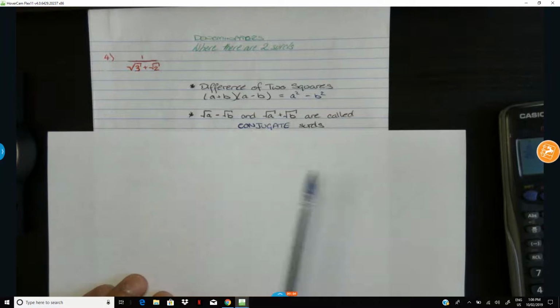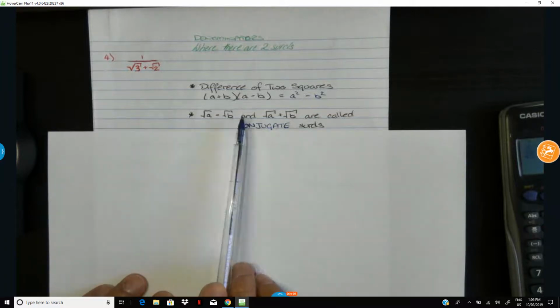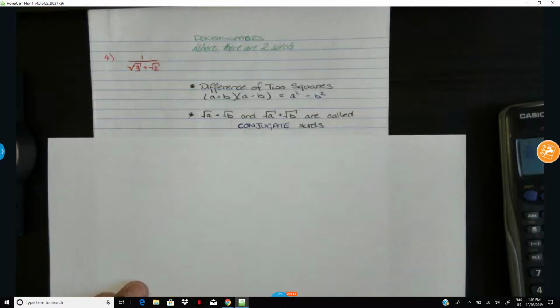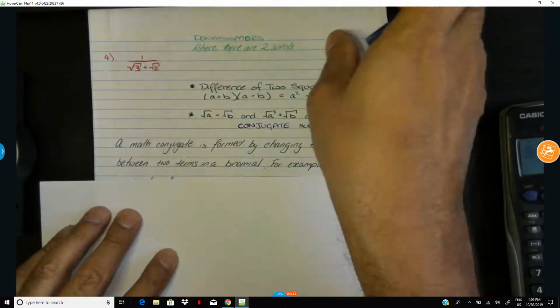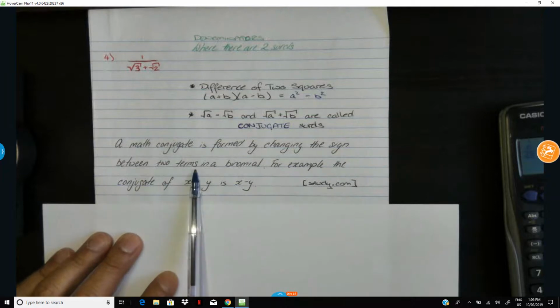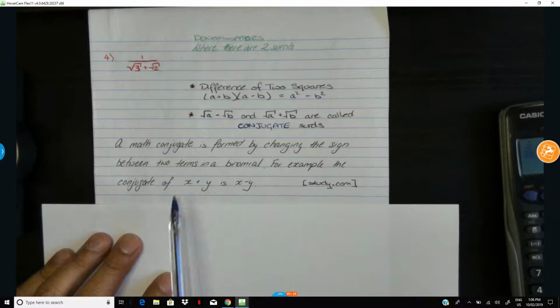So square root a minus square root b and square root a plus square root b are called conjugate surds. What does that mean? So a conjugate is formed by changing the sign between two terms in a binomial. So two terms. For example, the conjugate of x plus y is x minus y, and that's from study.com.